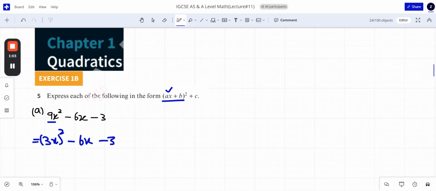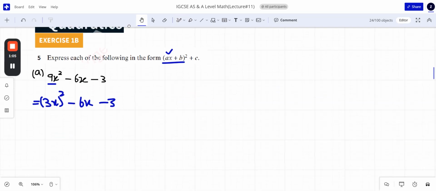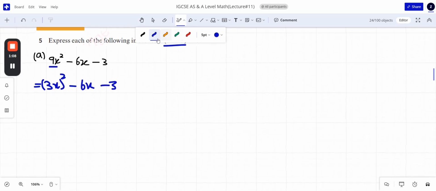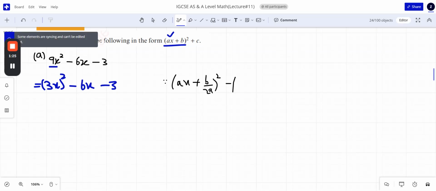Now we will apply the completing square formula. When you have (ax)² + bx, the formula for completing the square is equal to (ax + b/2a)² − (b/2a)². Now what is a? It is the coefficient of x. So let's substitute in the formula here.